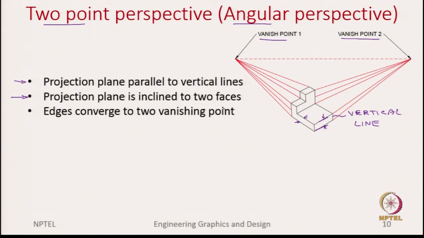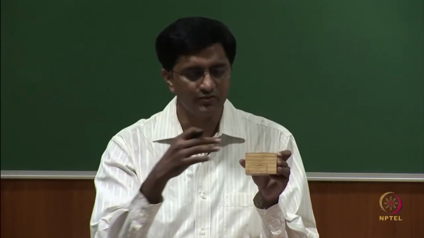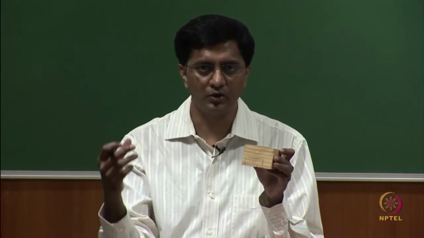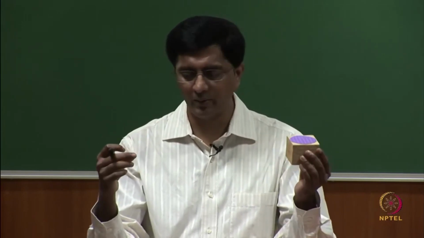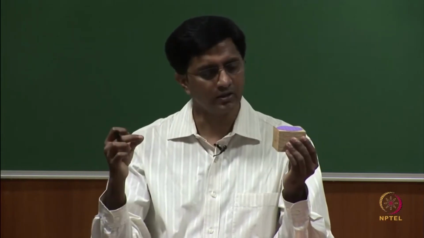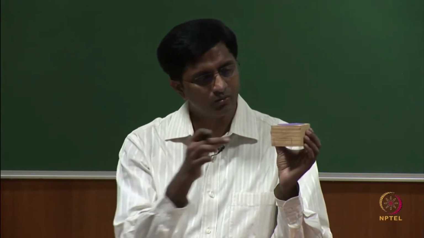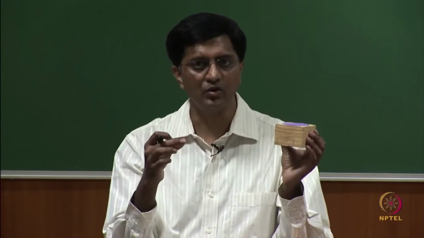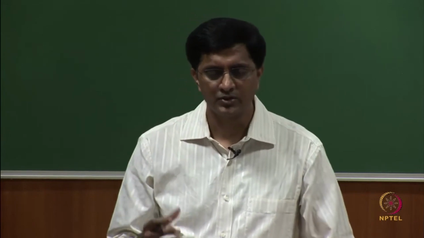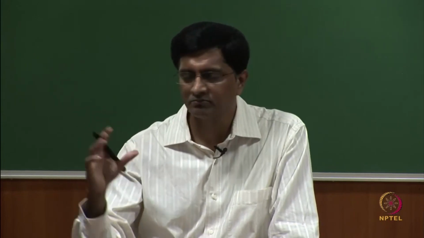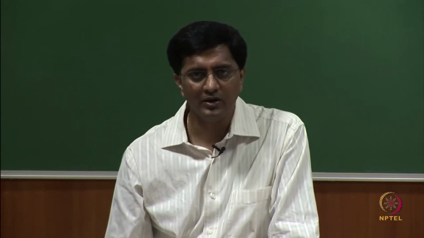So, based on how the observer is placed with respect to the object, we either have one vanishing point or two vanishing points. We have one vanishing point if the observer is looking right in front of the object, but if he is looking from a side of the object where he can see two faces, then we have two vanishing points. I am sure all of you have seen this in architectural drawings or paintings when they depict neat buildings and all.